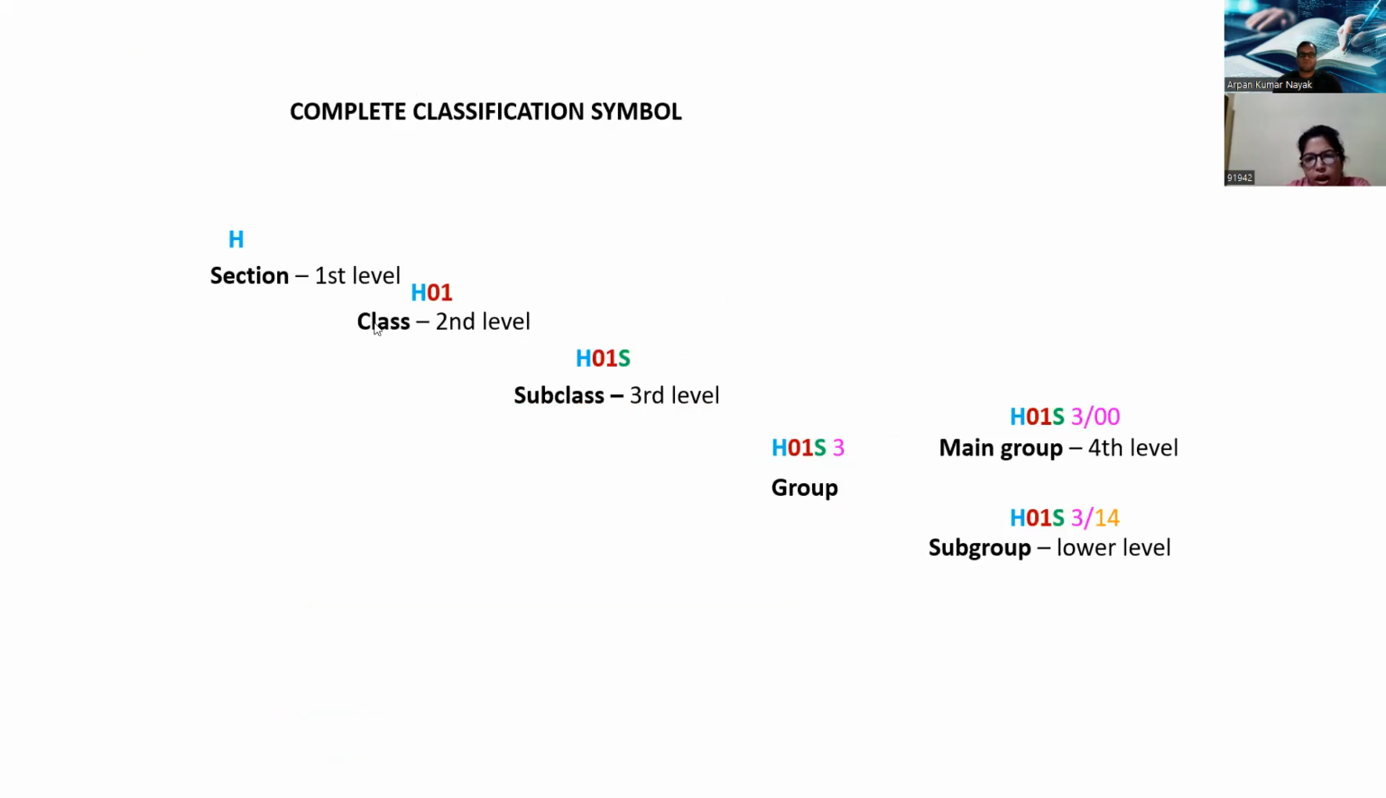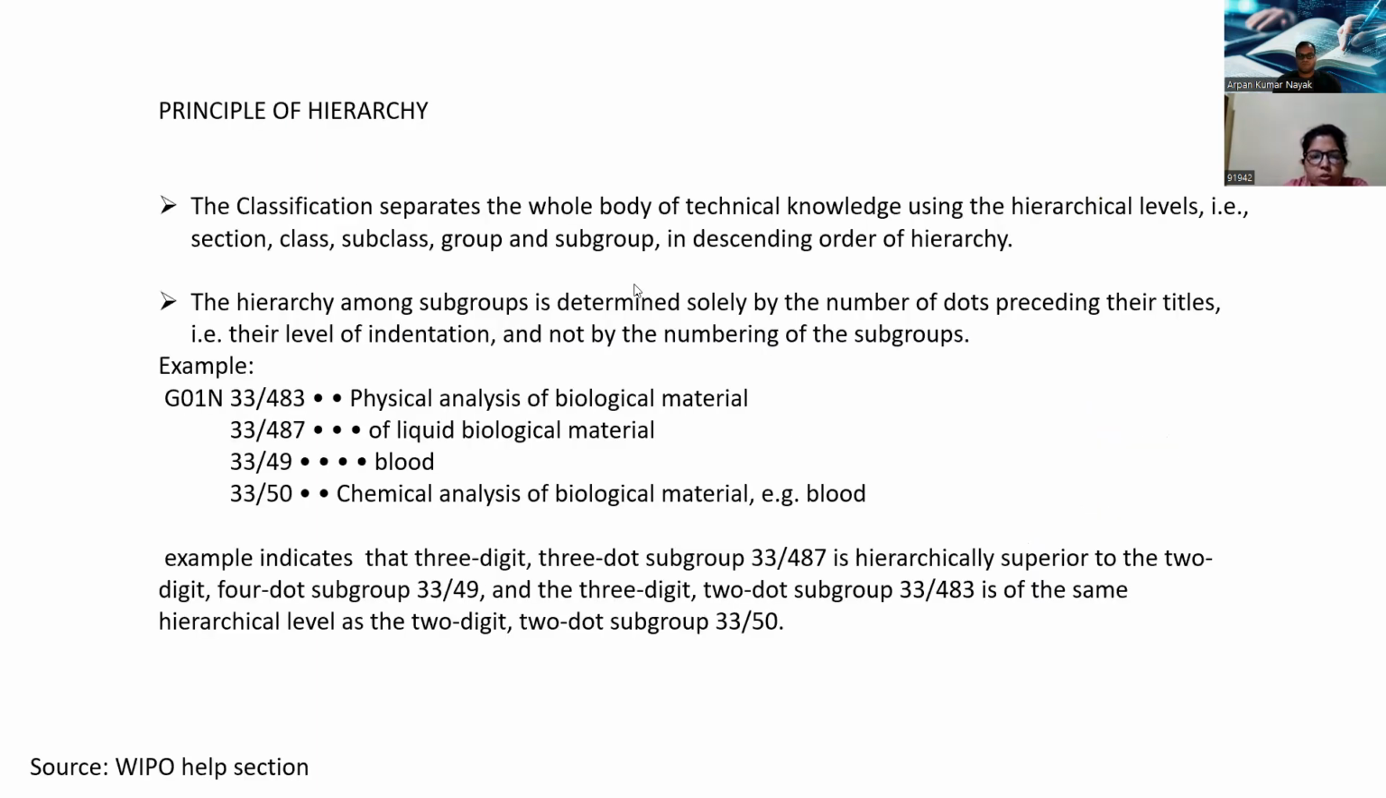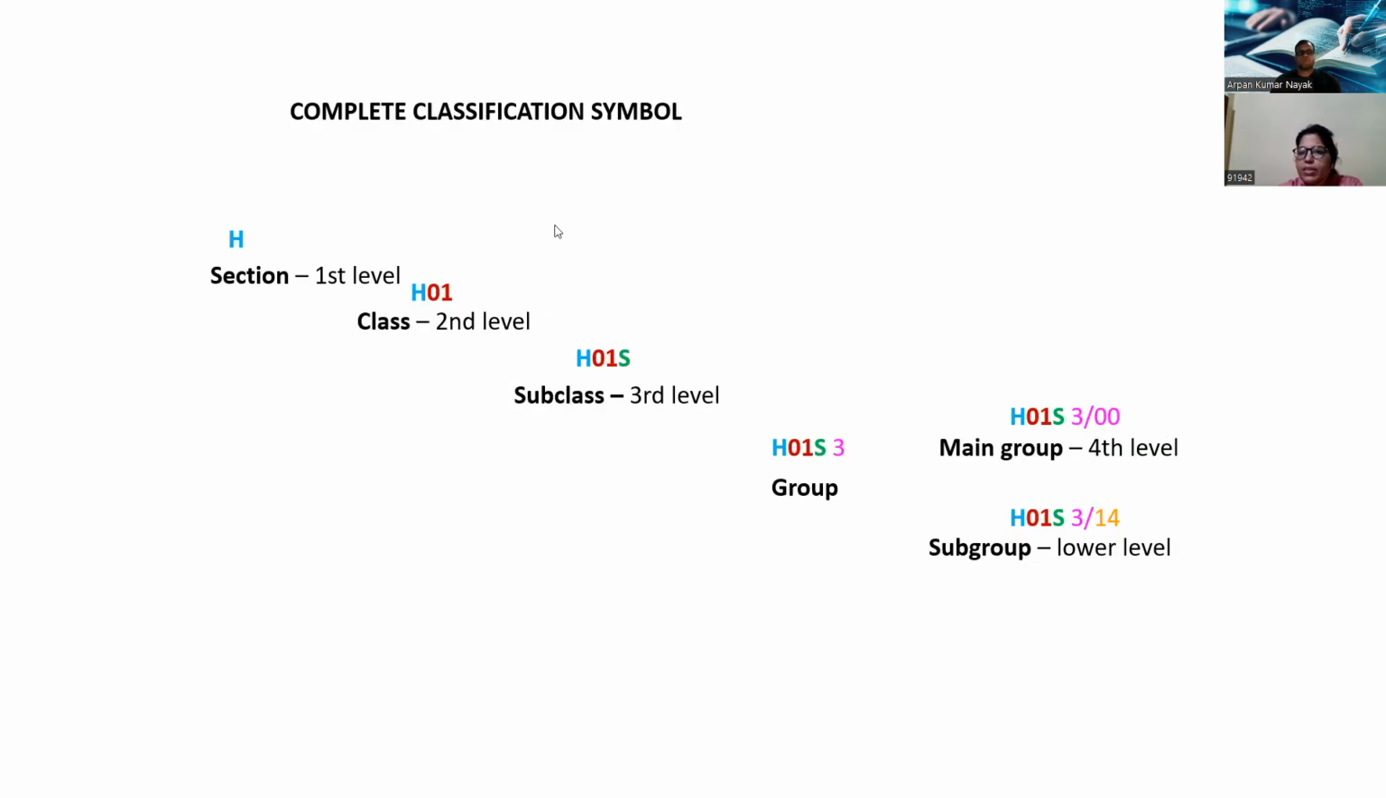So section, class, subclass, group, and the group is in two classes. The main group is where the digit is 3/00, and we have 3/14. This is for the specific class, which is called the lower level. So first level, second level, third level, and the lower group is our fourth level, and if it has a subgroup in a numbering system, then it's called the lower level.